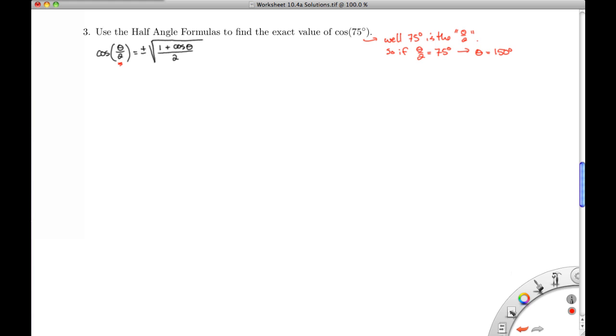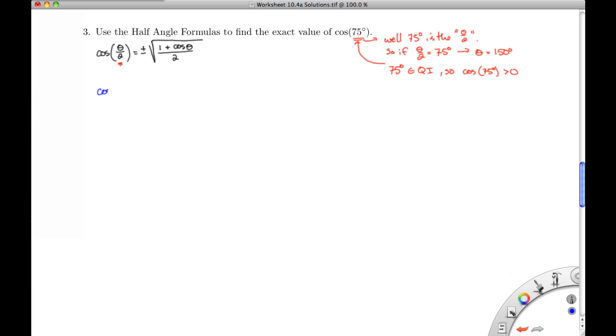The other thing that we're going to make note of is this angle that we're taking the cosine of in the original problem. We notice that 75 degrees is an angle in the first quadrant. So that means that the cosine of 75 degrees is going to be positive, because 75 degrees is a first quadrant angle, and the cosine is positive in the first quadrant. So when we start our problem here, we can make one decision right away.